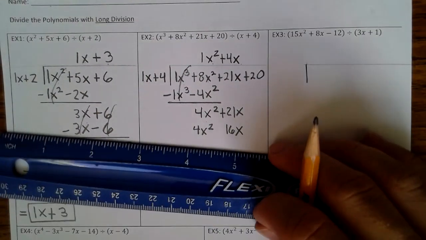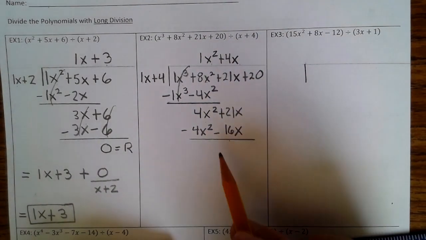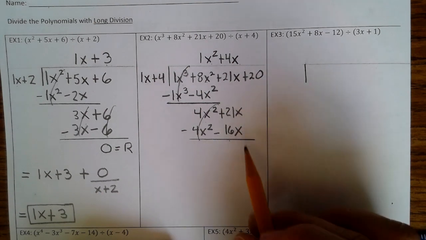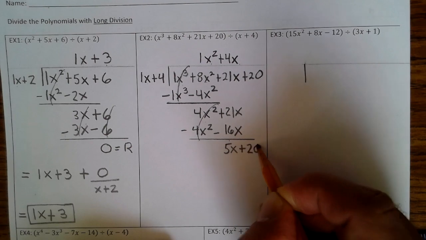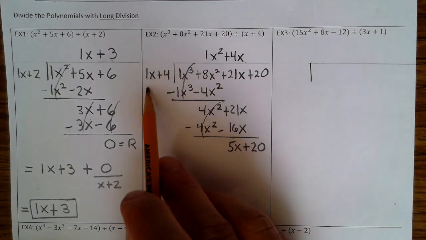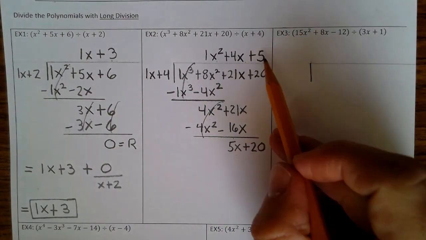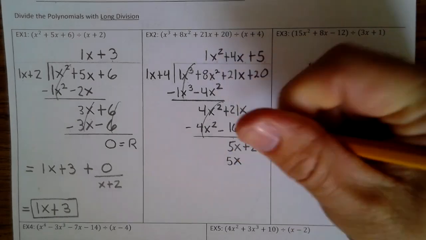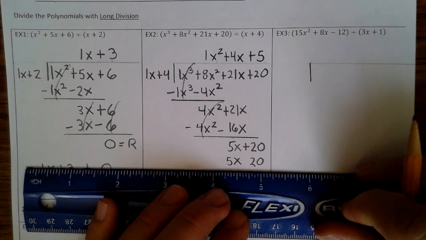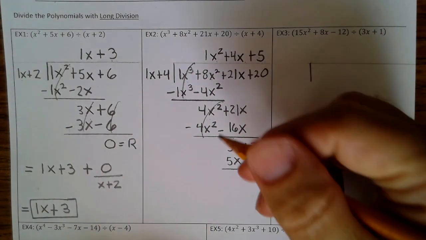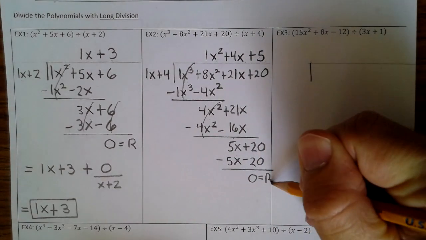Now we subtract. Well, that cancels. 21x minus 16x is 5x. Bring down the plus 20. Now you ask yourself, what do you multiply 1x by to give you 5x? The answer to that is plus 5. So 5 times 1x is 5x. 5 times 4 is 20. We now subtract. So your remainder equals 0.